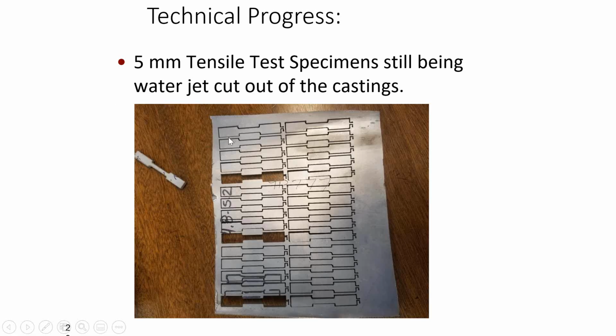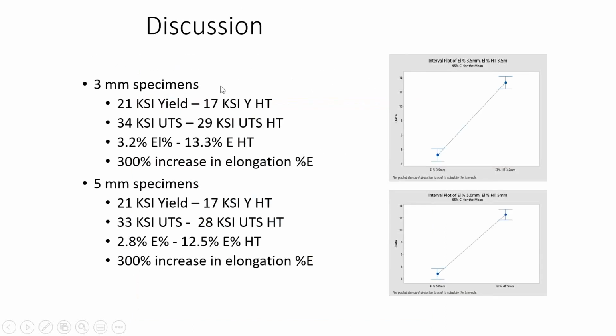And I also did 5 millimeter samples. Once again, these were water jetted out of the specimens. So here's a comparison of the 3 millimeter and the 5 millimeter data. As we look at that, we can see the yield, 21 KSI, very similar. 17 heat treated.